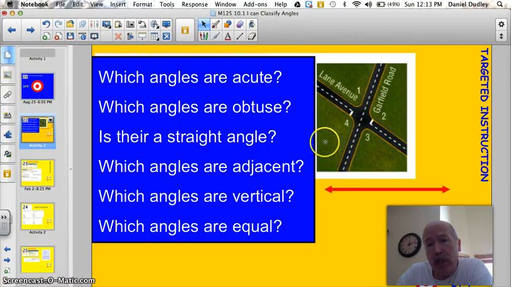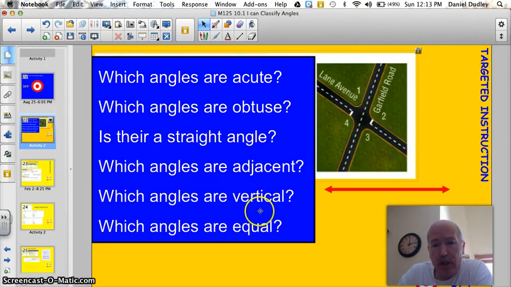Which angles are adjacent? Adjacent just means next to one another. So 1 and 2 are adjacent, 2 and 3 are adjacent, 3 and 4 are adjacent, and 1 and 4 are adjacent. And another important thing is it means they share the same vertex. So this angle and this angle share this point here in the middle of the vertex.